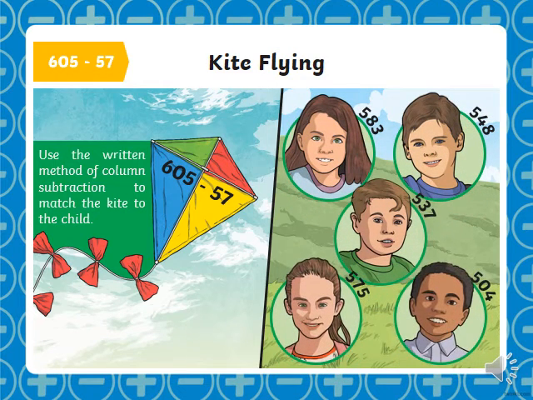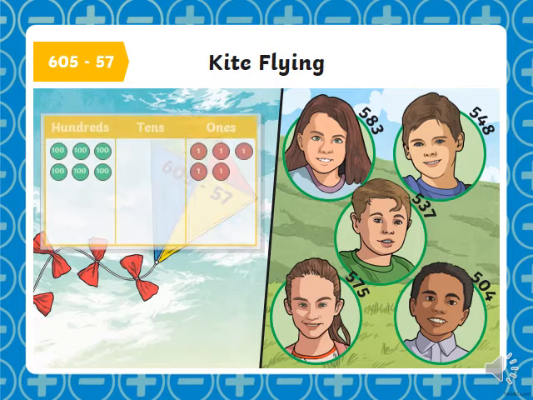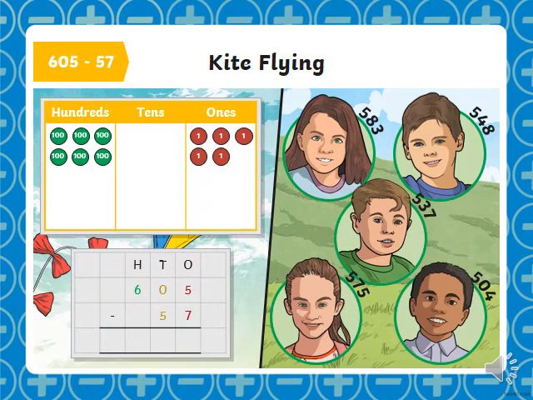Okay, so we're going to use our written method of column subtraction again, do the same thing again. We've got 605, take away 57, pausing the video here, having a go. Okay, we've got our 600s, our 0 tens and our 5 ones, and we're taking 57 of those away, making sure we're lined up those numbers. We're going to start with our ones. 5 ones take 7 ones.